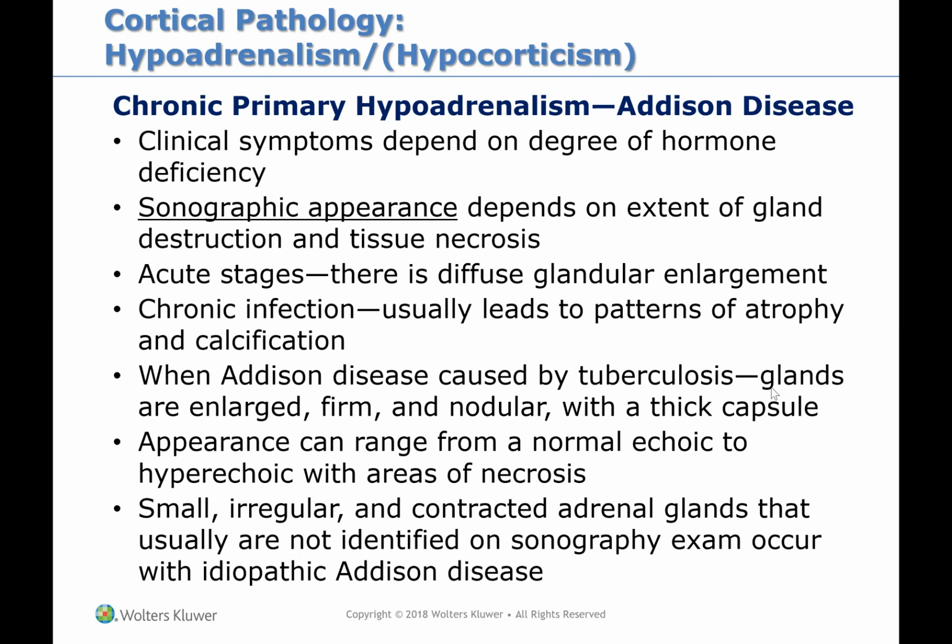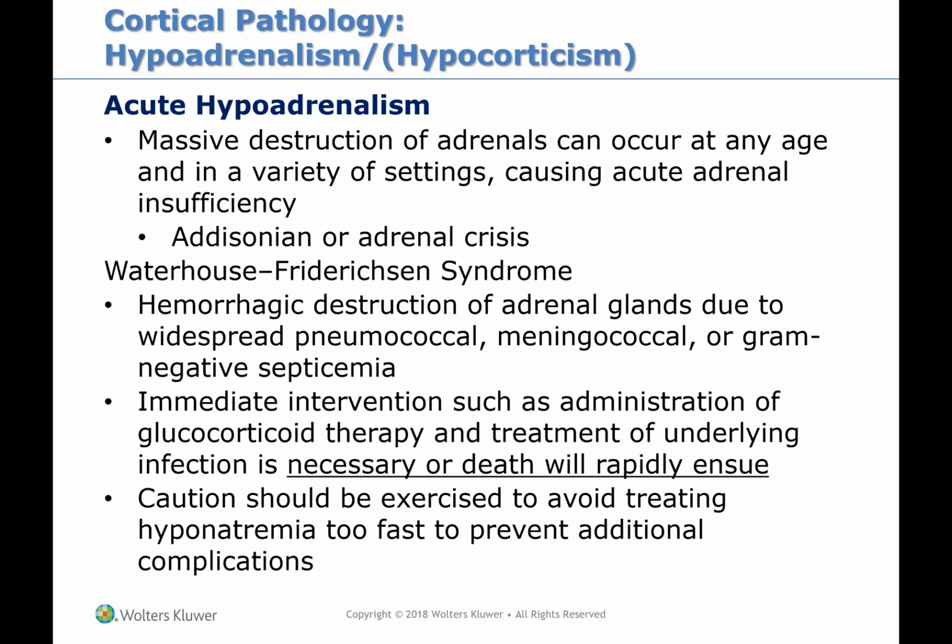So in acute stages, there's going to be diffuse glandular enlargement, and chronic is going to be smaller. Massive destruction of the adrenals can occur at any age and in a variety of settings, causing acute adrenal insufficiency. Just makes you feel so good. You just feel like a ticking time bomb when you're studying all this different stuff.